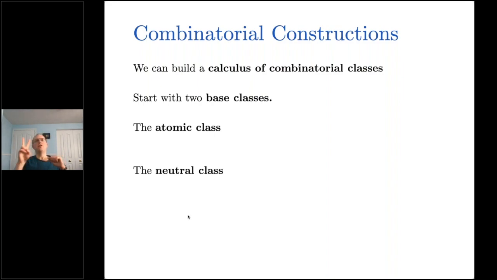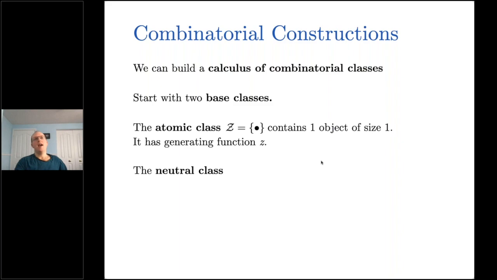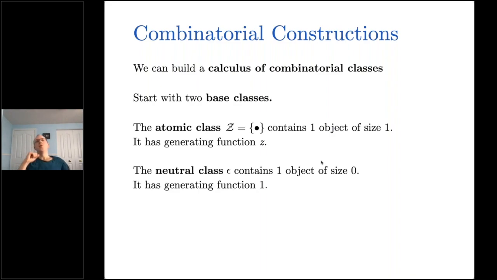So the idea is that we're going to start with two base classes, what I'll call the atomic class and the neutral class. So the atomic class, I'll call it script Z here. It's a class that has one object of size 1 and nothing else. And so the generating function of this class is just Z, because it's one object of size 1, no objects of any other size. And then there's the neutral class, which I'll call epsilon, which contains one object of size 0 and no other objects. And so it has generating function 1 because it has a single object of size 0.